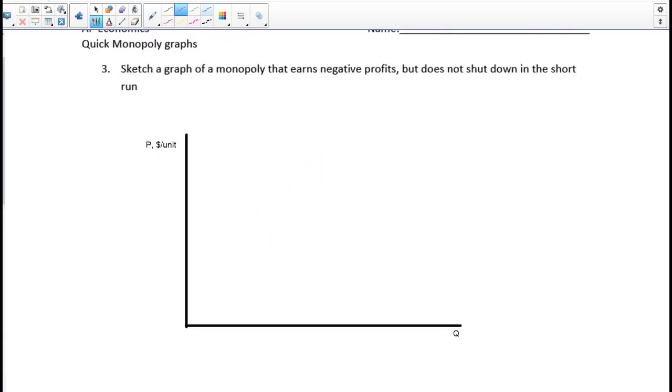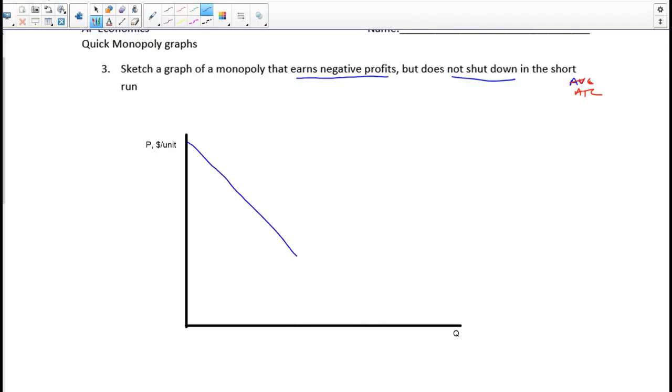Okay, turning the page over, now we want a monopoly that earns negative profits but does not shut down in the long run. One thing that's going to be different here is that since we're thinking about a shutdown decision, we're going to have to worry about putting an AVC curve in there in addition to the average total cost curve. We'll remember to do that once we do the locating, but the process is still going to be the same.